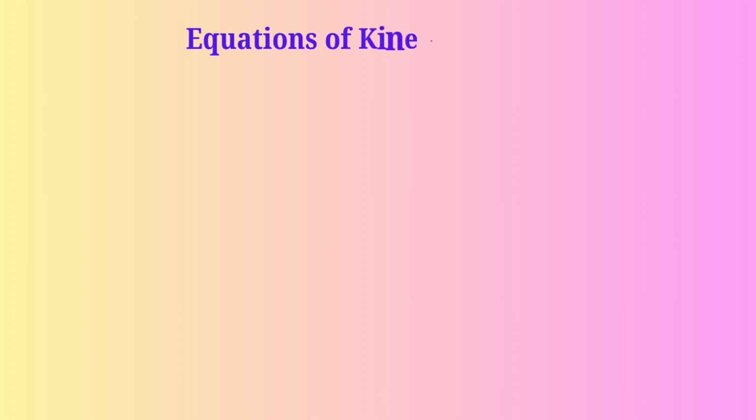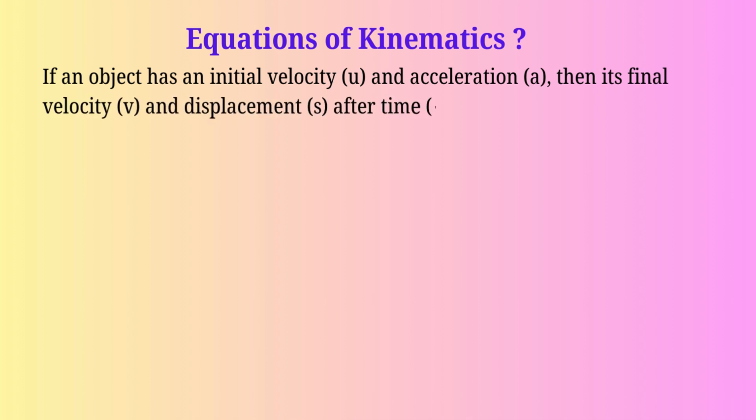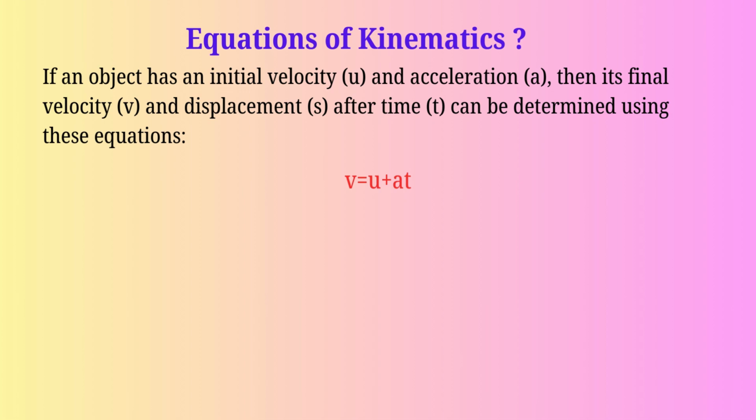Now, we will understand the equations of kinematics. If an object has an initial velocity u and acceleration a, then its final velocity v and displacement s after time t can be determined using these equations. V equal to u plus at, s equal to ut plus half at square, v square equal to u square plus 2as.